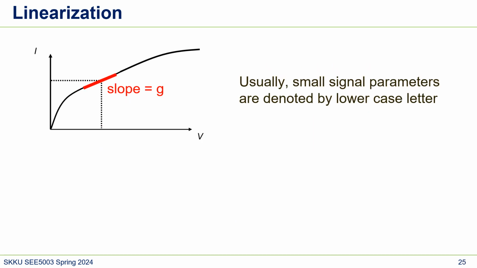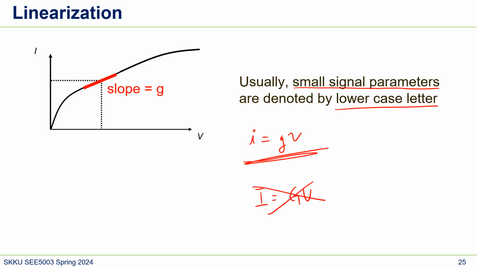The other thing would be small signal parameters usually use lowercase. So for example, here we are saying i equals gv. We're not saying I equals GV. We're not doing that. We just use small signal letters.